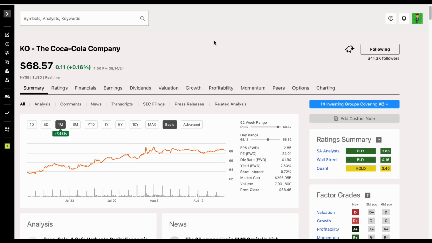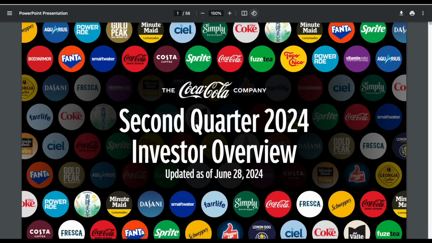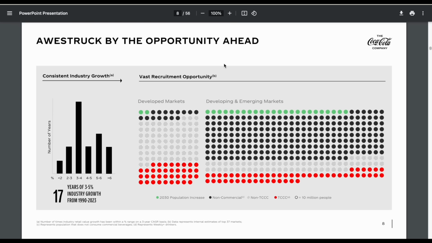Now, we're going to talk about that a little bit more, but first, what I want to do before we look at my other spreadsheets is jump into the investor's presentation, because there's a few key slides that I want to point out, and the first one is actually going to be on the 8th slide. Again, Coca-Cola isn't expected to have massive growth opportunities in the future, but I do want to point out there's still potential growth in emerging markets, and what we can see is 17 years of 3-5% industry growth from 1990 to 2023. That's decent for a company the size of Coca-Cola.